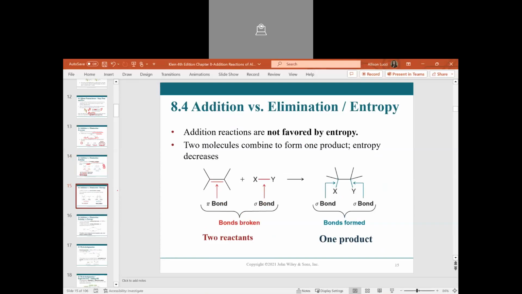Addition reactions are not favored by the entropy term because we have two reactants here, and over here our product is lower in entropy. We have a decrease in entropy because we go from two things to one thing, so things are more organized.